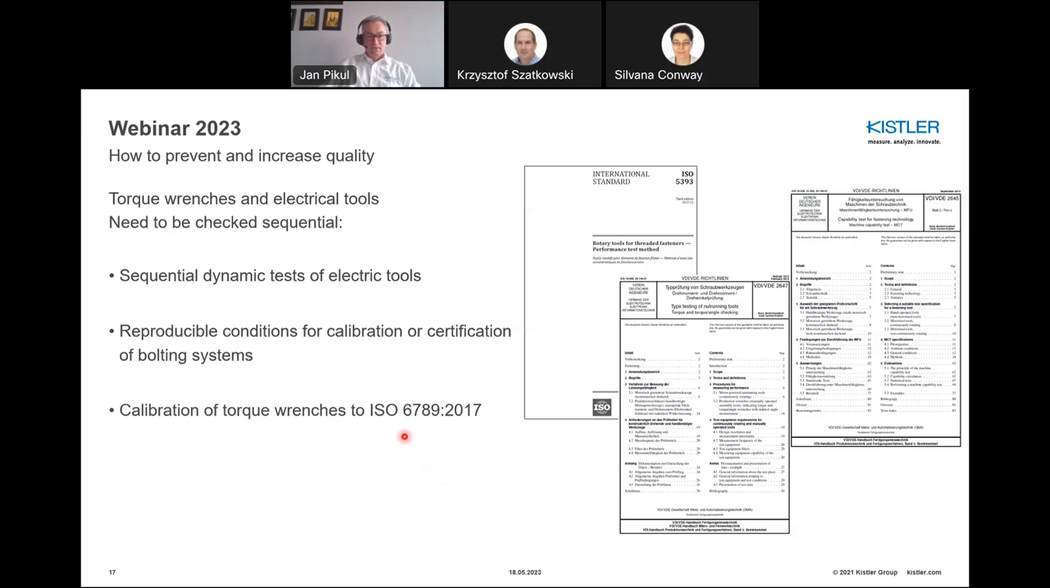The last one, at the bottom, is a special procedure, ISO standard 6789, which describes how to test only torque wrenches. It doesn't matter whether it is an electronic wrench or a mechanical click wrench. All of them are described in this standard, and it also describes the method of how to calibrate this specific torque tool.